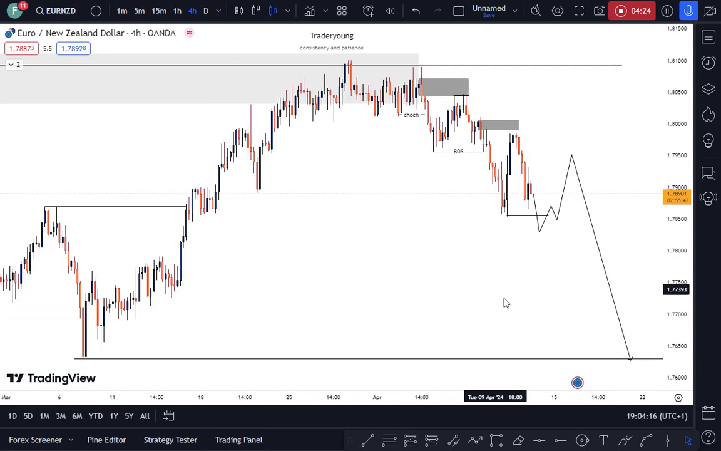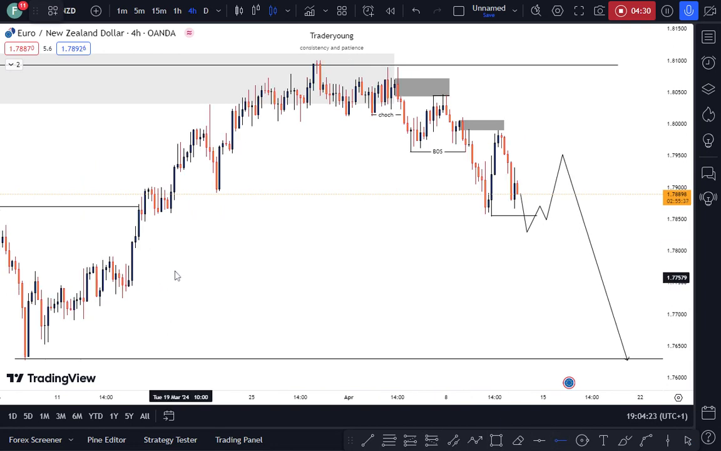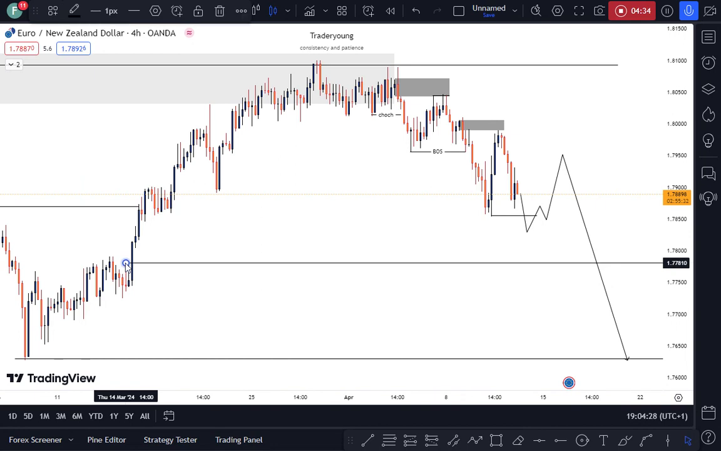So what do we want to see next? This is a swing setup, and this will be our target. This will be our first target here.